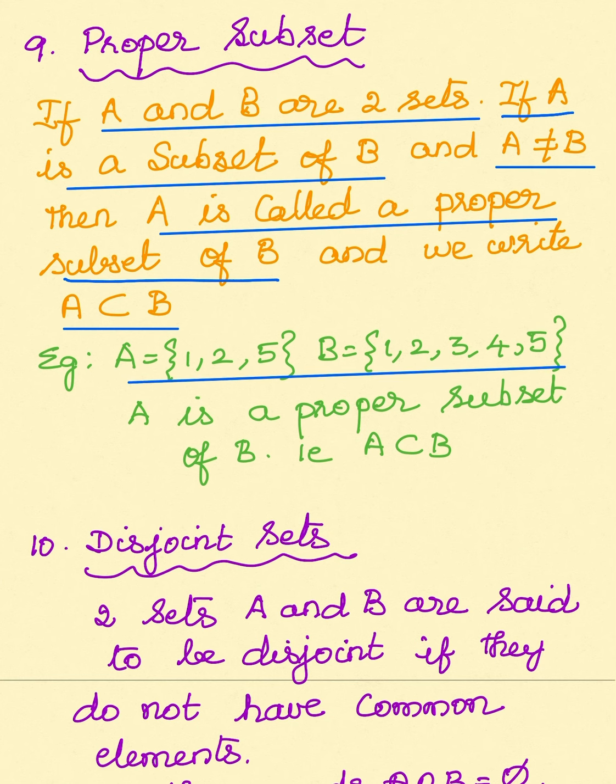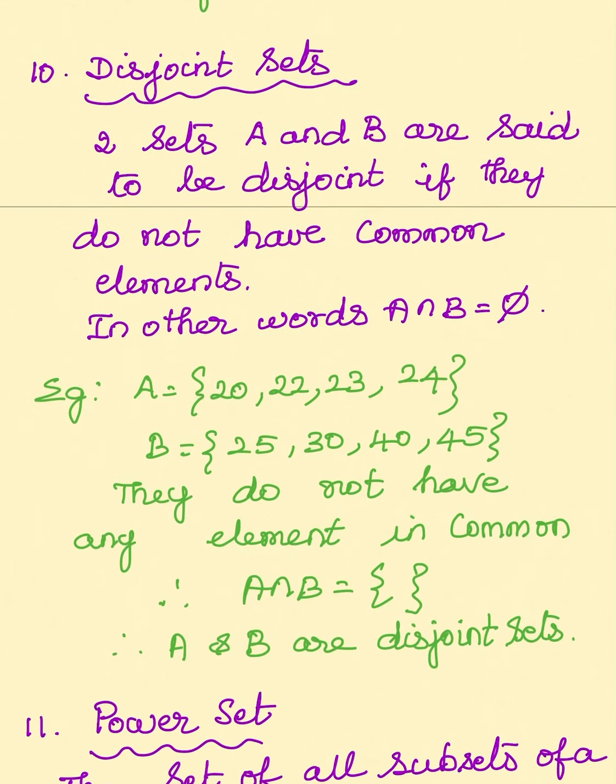Say A is equal to 1, 2, 5 and B is equal to 1, 2, 3, 4, 5. See, all the elements of A are in B. You see 1, 2, 5 are in B, but A is not equal to B. Here you have 3 elements and here you have 5 elements. All the elements of B are not equal to the elements of A. So you say A is a proper subset of B, and this is written in symbols as A proper subset of B.